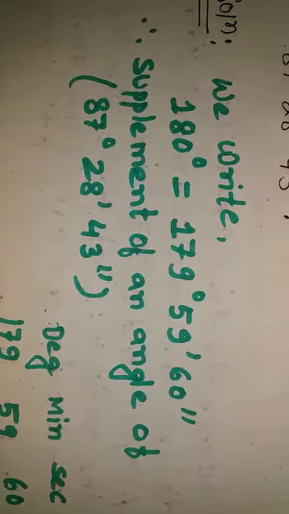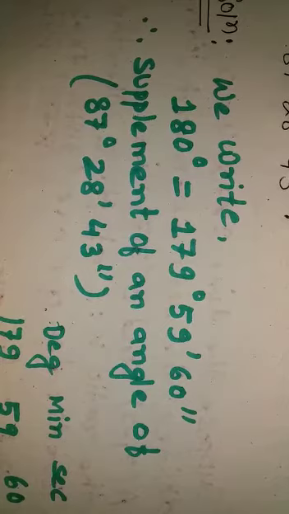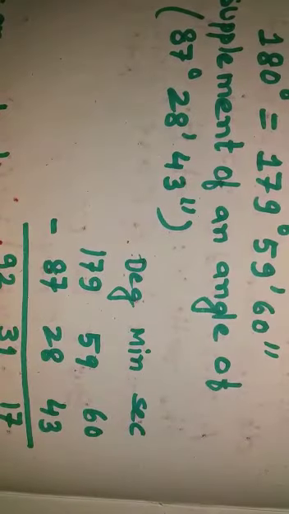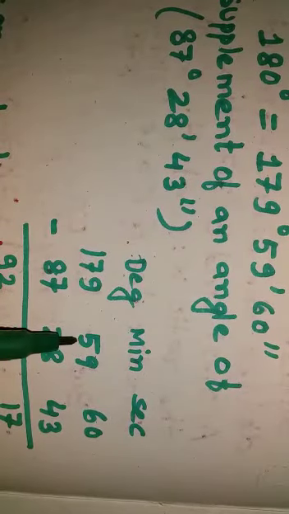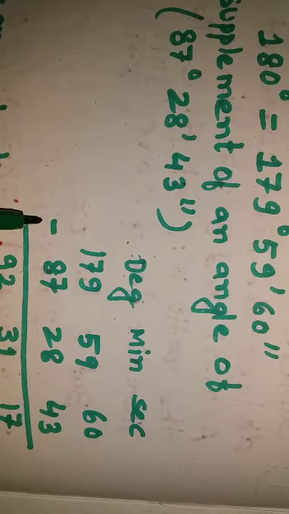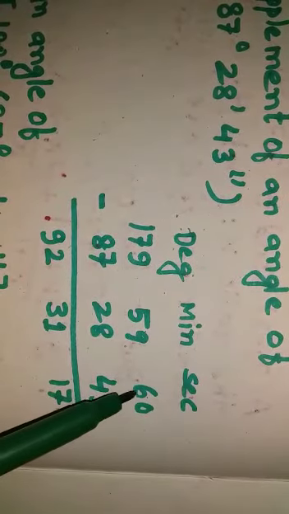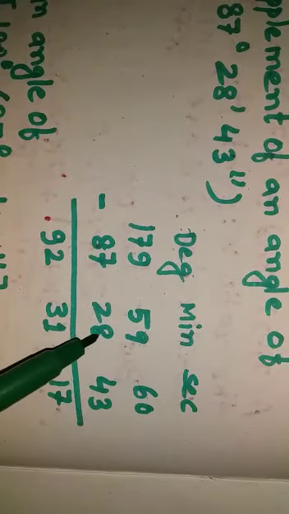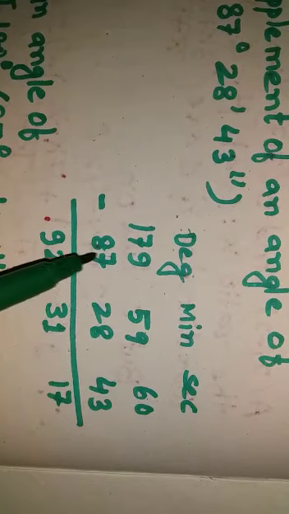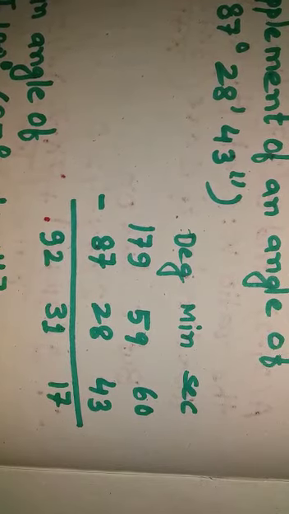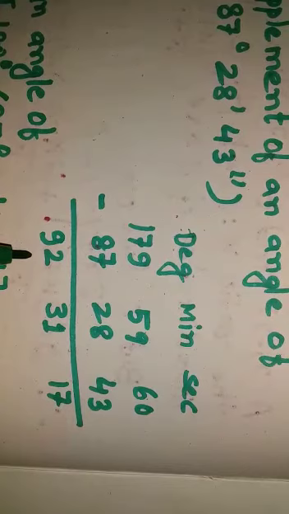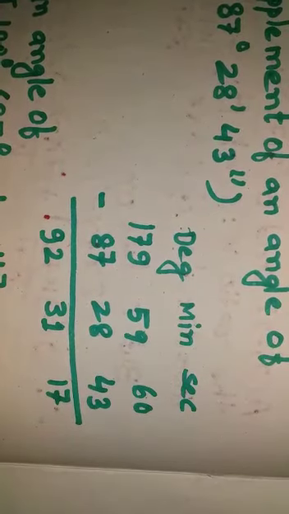So for this again we will subtract 179 degree 59 minute and 60 second minus 87 degree 28 minute and 43 second. After subtracting: 7, 5 minus 4, 1; 9 minus 8, 1 and 3; again 9 minus 7, 2; and this much 9. So here our value is 92 degree 31 minute and 17 second.